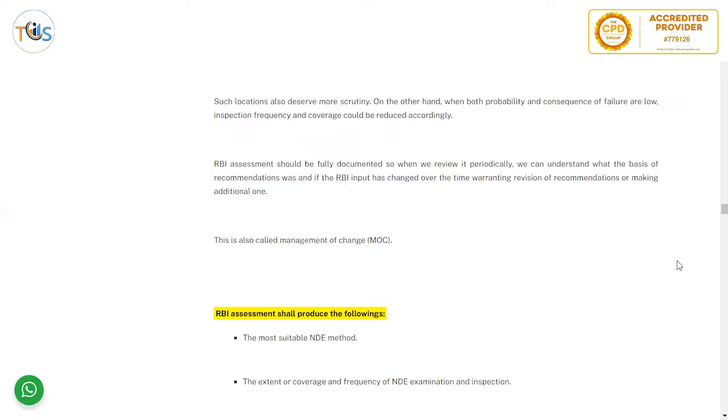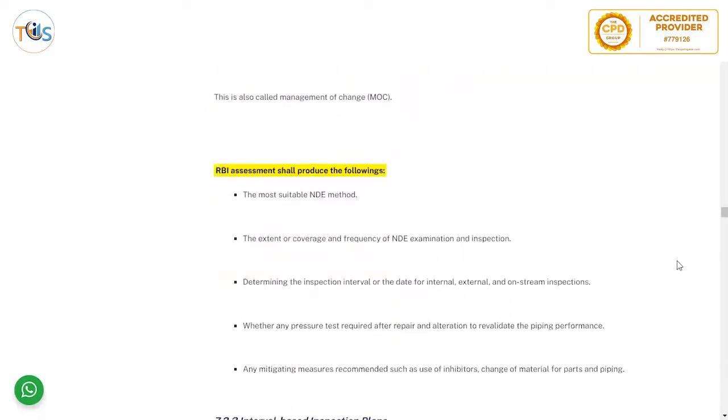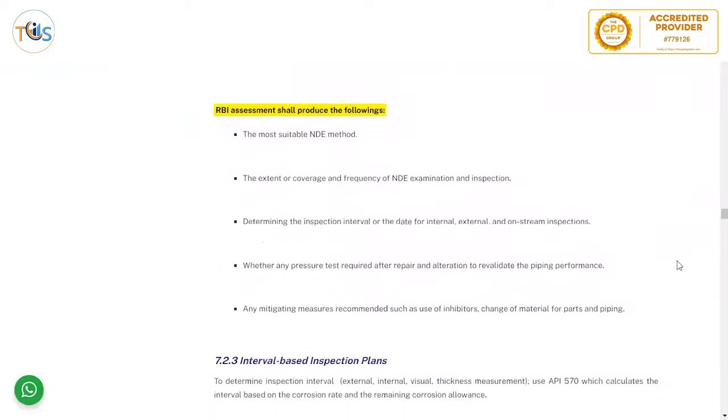So the reassessment needs to be done from time to time, anyway, after every 10 years. And whenever there is a process change, there is a change in our initial assumption that we came to that conclusion. This is called management of change.